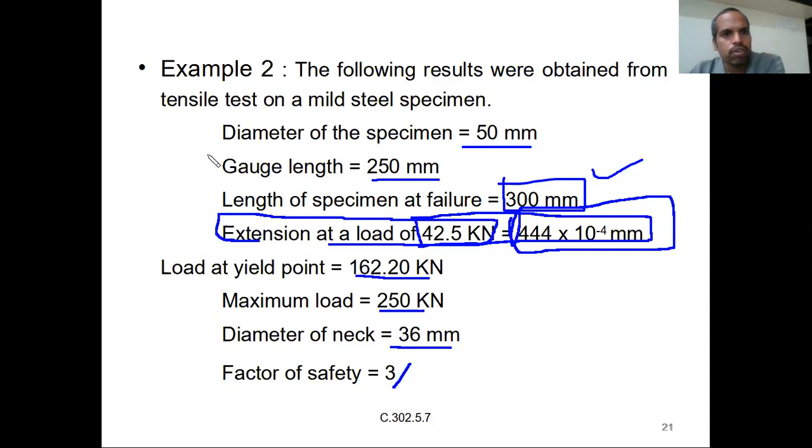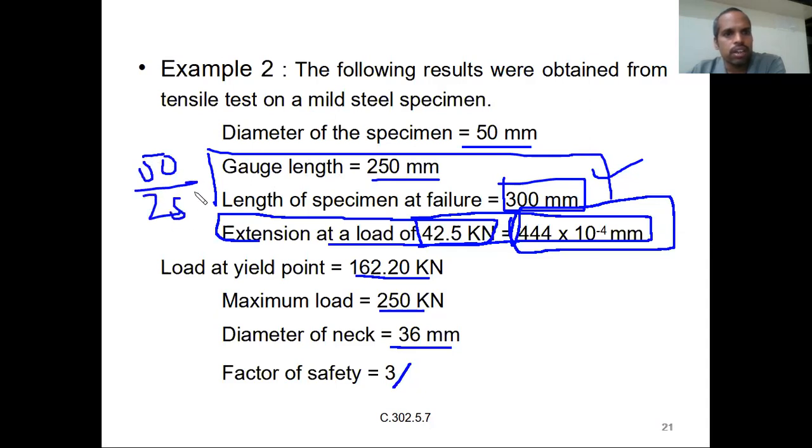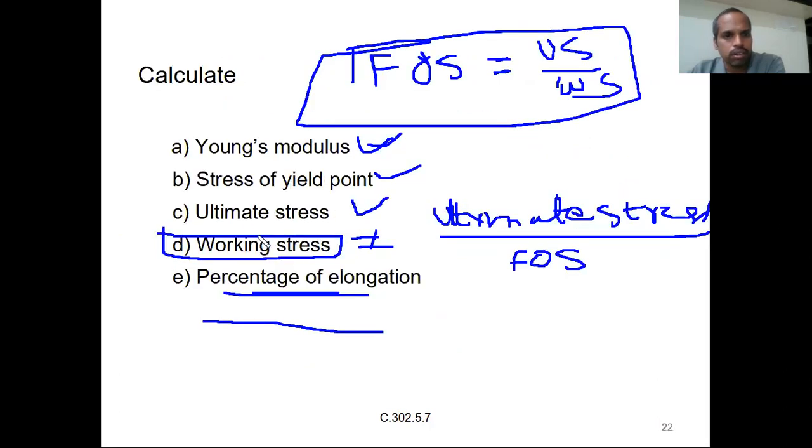That's why from this one you have to calculate the change in length. Once you know the change in length, it is 50 by 250, right? That is nothing but elongation. How much has it increased? 1 by 5 means 20%. Percentage elongation is nothing but 20%.